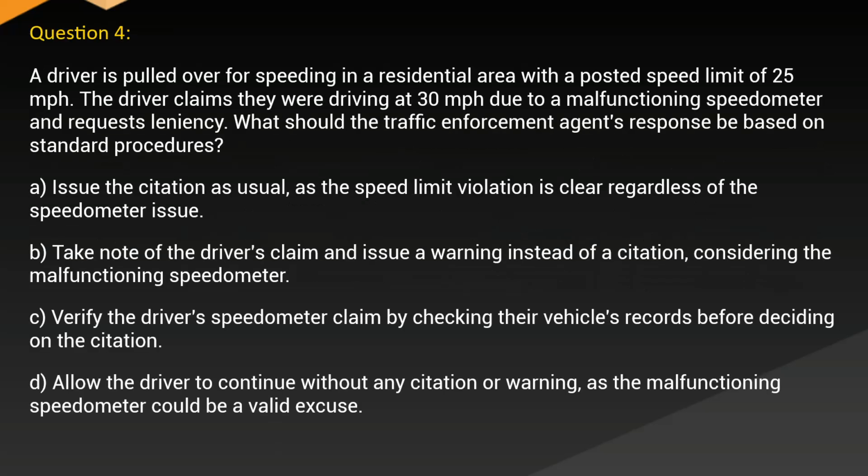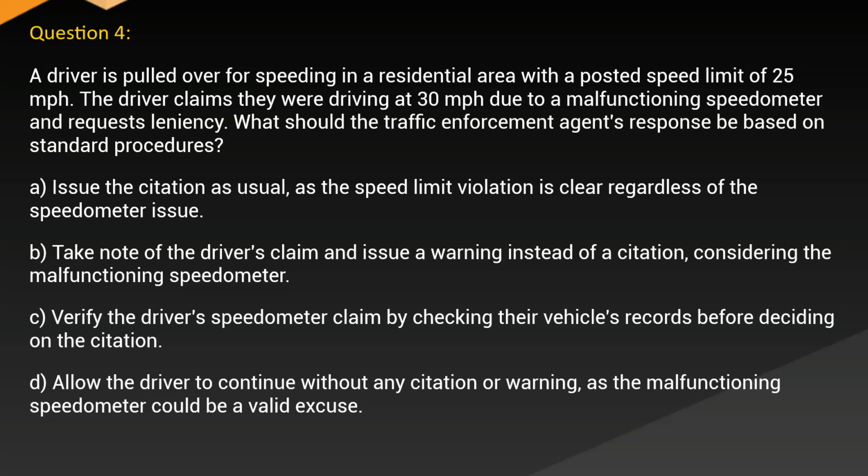Question 4. A driver is pulled over for speeding in a residential area with a posted speed limit of 25 miles per hour. The driver claims they were driving at 30 miles per hour due to a malfunctioning speedometer and requests leniency. What should the traffic enforcement agent's response be based on standard procedures? A. Issue the citation as usual, as the speed limit violation is clear regardless of the speedometer issue.